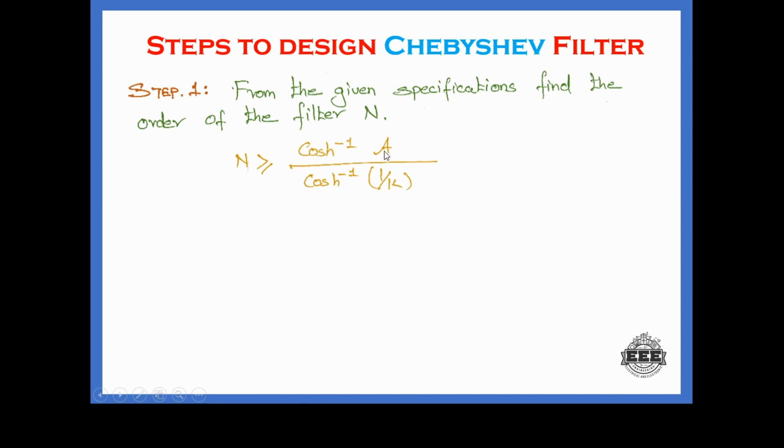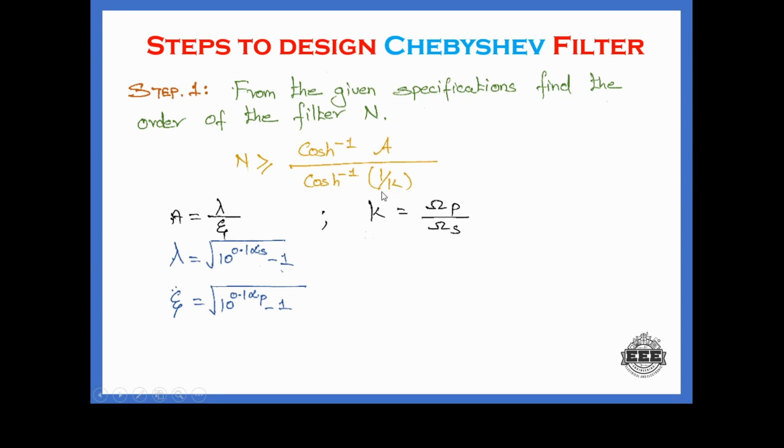Okay, that's all. So what is a? Gain of your attenuations. So a will be lambda by epsilon. What is that lambda formula? We know that it is root of 10 power 0.1 alpha s minus 1. Similarly for epsilon, root of 10 power 0.1 alpha p minus 1, where alpha p is the passband attenuation. To determine the k value also, what is the formula? K equal to passband frequency divided by stopband frequency. These formulas we have already discussed in Butterworth itself. Only the notation has changed here: instead of log, we are replacing it with cosh inverse.